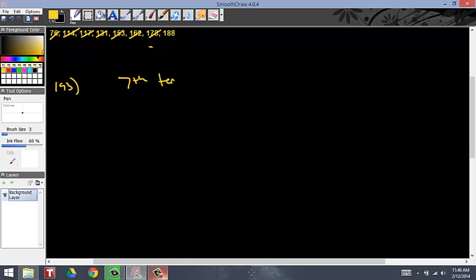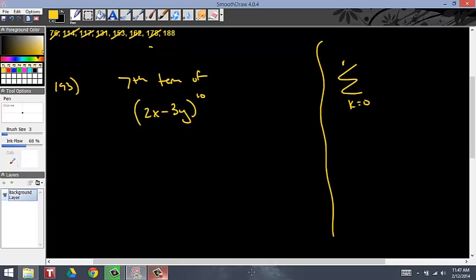Find the 7th term of 2x minus 3y to the 10th. Okay, what is the formula that we are going to use for this binomial expansion? What's the formula we're going to use? Anyone remember what that formula is? Do I need to start subtracting points from your pop quiz? Chris? From sigma from k equals 0 to n? Factorial? b to the k, right?